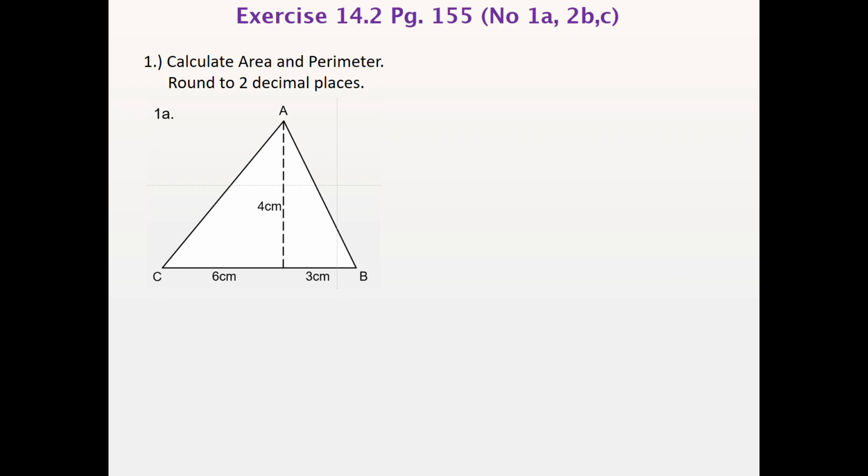Okay, so I can't start with perimeter because I'm missing these two sides. So I'm going to start with area because I've got my base, which is 9, 6 plus 3 is 9, and I've got my height, which is 4. So if I substitute a half of 9 times 4, that will give me 18 centimeters squared.